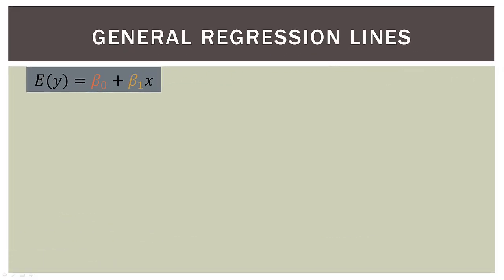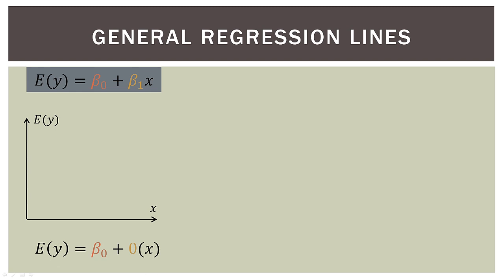Now regression lines can take three general forms. So here we have our equation up here on the left. So expected value of y equals beta sub 0 plus beta sub 1 times x. So we can have the first case. So it looks like this. The expected value of y equals beta sub 0 plus 0 times x. Well, what is the 0 in this case? Well, that's where the beta sub 1 is.